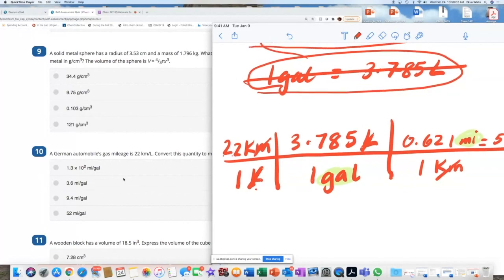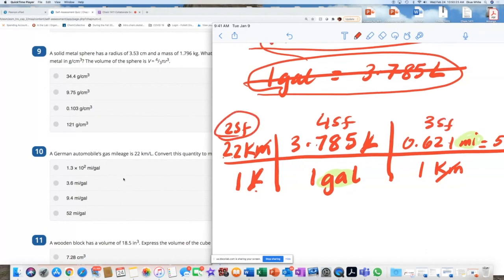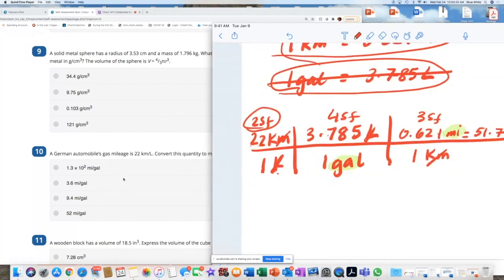51.7. How many sig figs do I have? I didn't pay attention, did I? Okay, this is 2 sig figs. 1, 2, 3, 4. 4 sig figs. 1, 2, 3. 3 sig figs. So 2 should be the smallest, right? So this is miles per gallon. So you round this up to 52 miles per gallon.